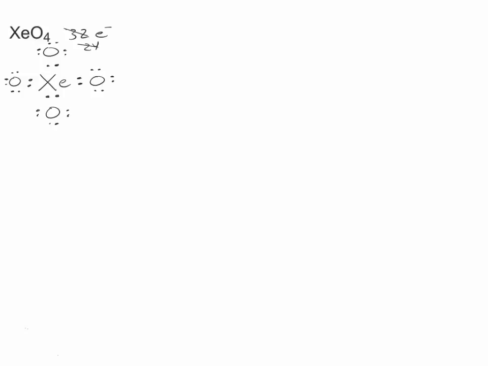And it appears, if you look at this, that everything's all sorts of satisfied and happy, right? Because xenon has 2, 4, 6, 8 valence electrons around it. Each oxygen has 2, 4, 6, 8. Everything looks great. But just to be sure, we still need to do formal charges.